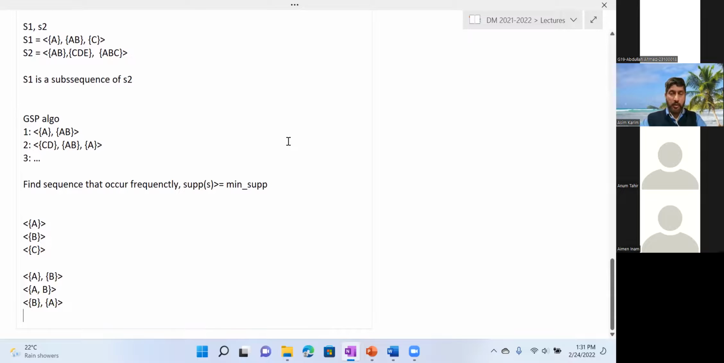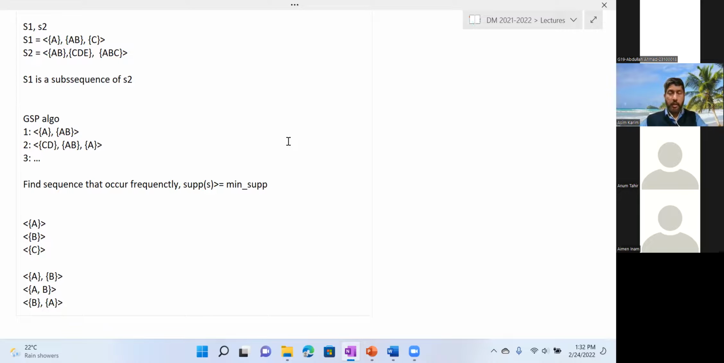Of course, this is not okay. Why is this not okay? B A in one element is not okay, because this is a set, and in a set, we said the order of items is not important, and we always write that item set in lexicographic order. So this is the same as this one, both are the same. So we will not generate this.